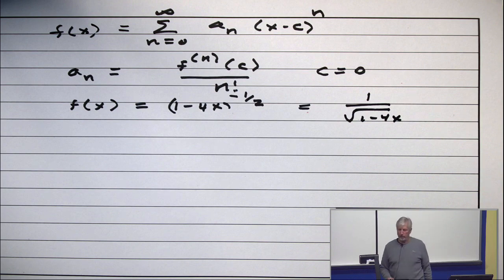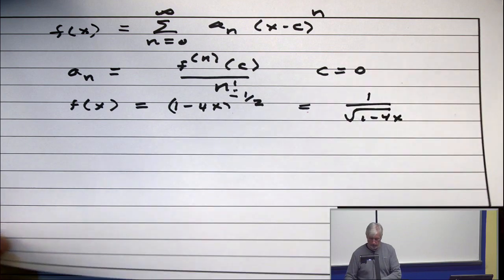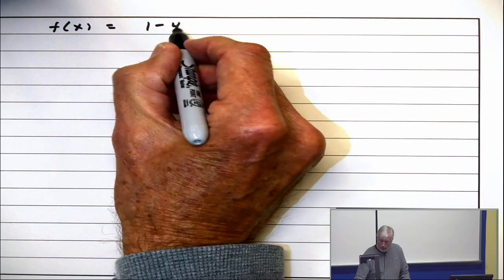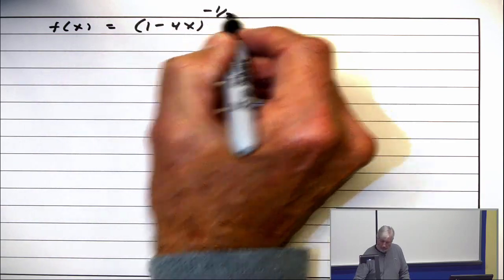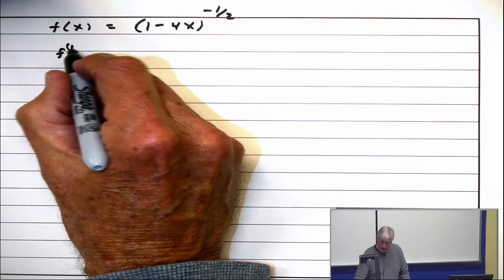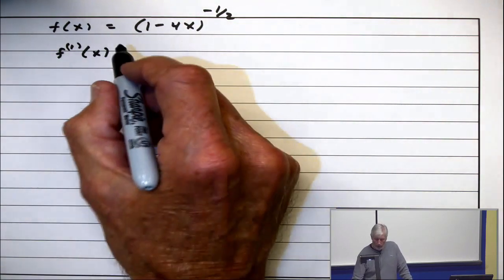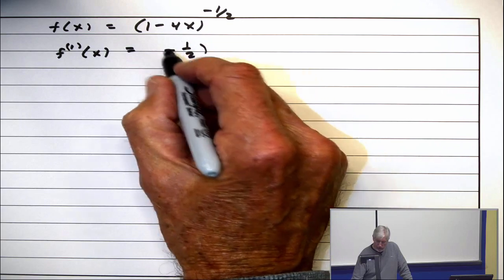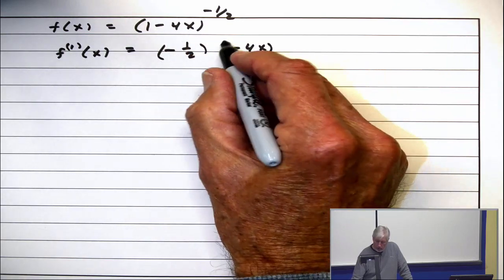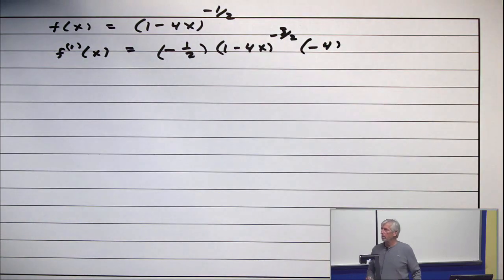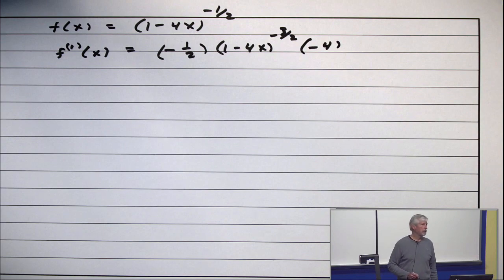All right, let's take the derivative of that function. I'm even going to get myself a new piece of paper so I can see it clearly. All right, f of x is 1 minus 4x to the minus 1/2. The first derivative, f prime of x, is what? Minus 1/2, 1 minus 4x to the minus 3/2 times minus 4. Did I do that correctly? Everybody okay with that?